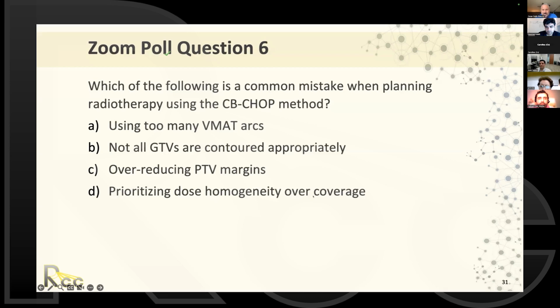So we're going to end the poll, and the majority, 48%, responded option B, which is that not all GTVs are contoured appropriately. Remember, we emphasize that. Make sure that all your GTVs are contoured, and going beyond that, that they have the right expansions as well.